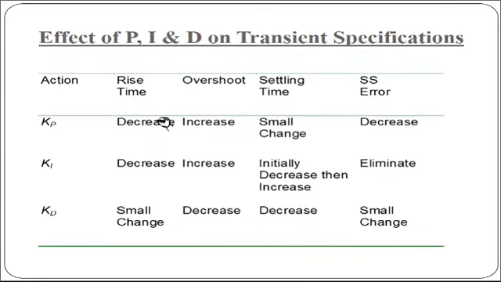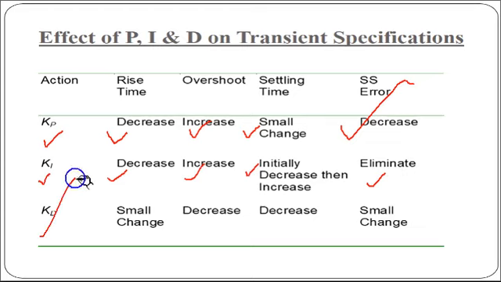Combined, if we look at the transient specifications: with the proportional constant, the rise time decreases, overshoot increases, settling time has a small change, and steady state error decreases. With the integral controller, the rise time decreases, overshoot increases, settling time initially decreases and then increases, and steady state error is eliminated. With the derivative controller, there is a small change in rise time, overshoot decreases, settling time also decreases, and there is a small change in steady state error.